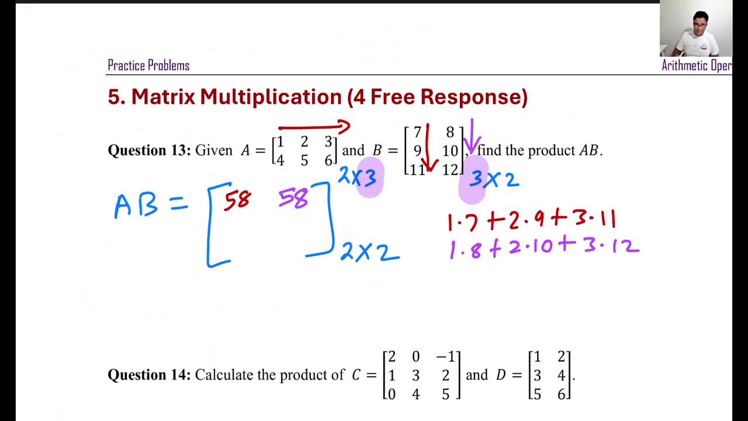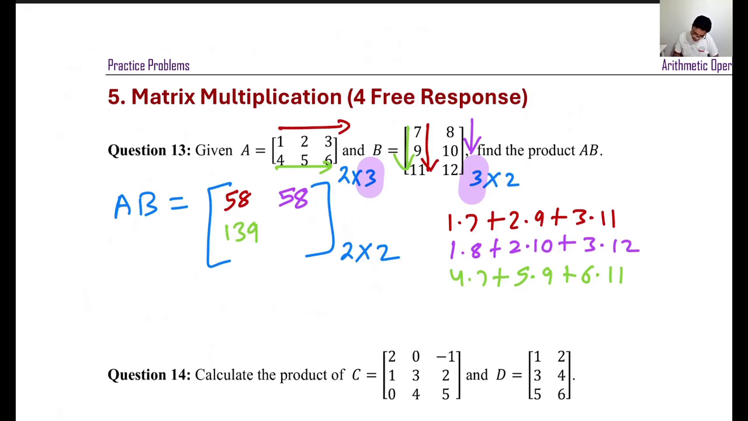Similarly, you multiply the second row with the first column, and that becomes your second row, first column entry, which we will do here. 4 times 7 plus 5 times 9 plus 6 times 11. That will be 28 plus 45 plus 66, which is 139. You can double check your work with me.